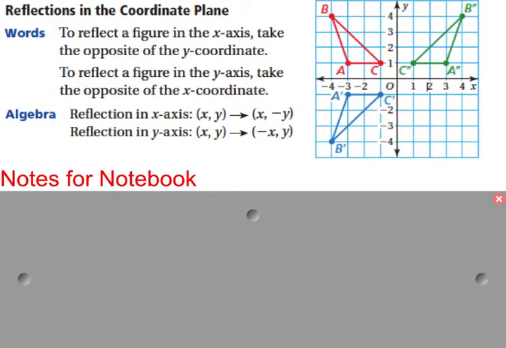So to reflect the image in the x-axis, take the opposite of the y-coordinate, and to reflect in the y-axis, take the opposite of the x-coordinate. And here are the two rules that we just went over. Now you'll need to write this in your notes.